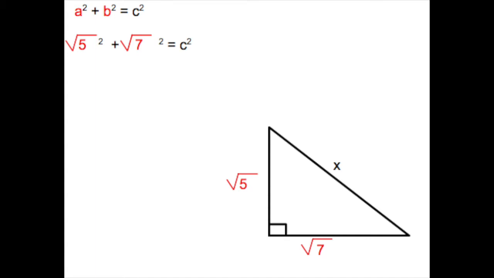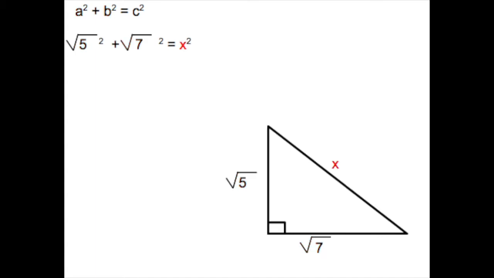It does not matter which one goes for a and which one goes for b. In the Pythagorean theorem, c represents the hypotenuse, which in our example is x. So we will substitute x for c. Now that we've substituted the values into the Pythagorean theorem, we can simplify the exponents.